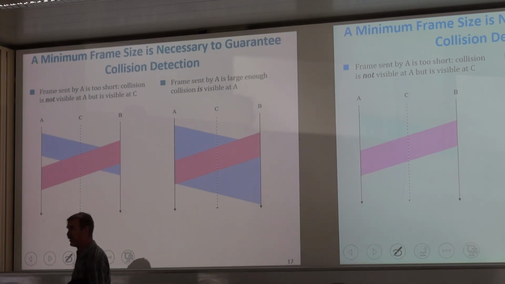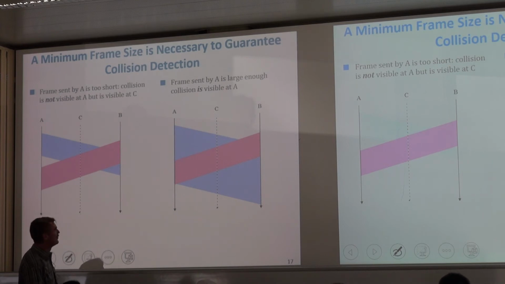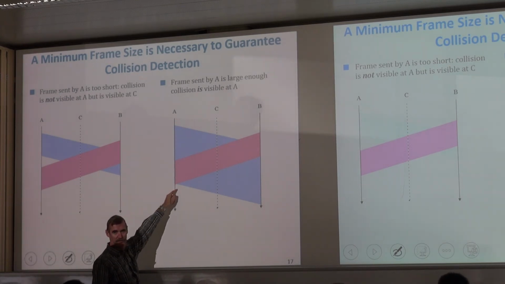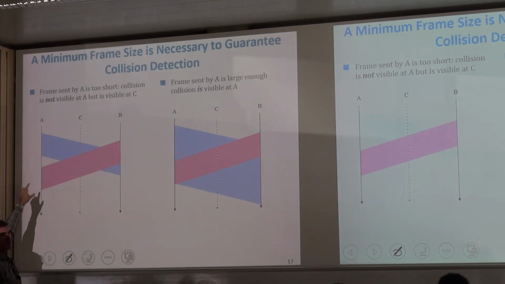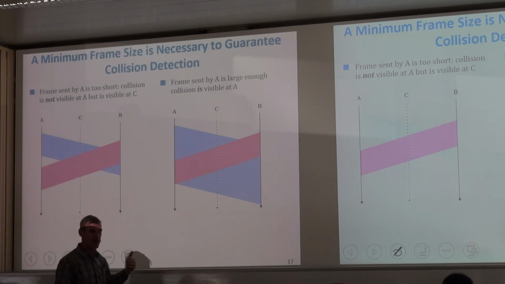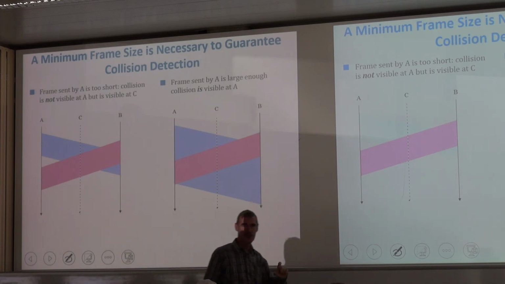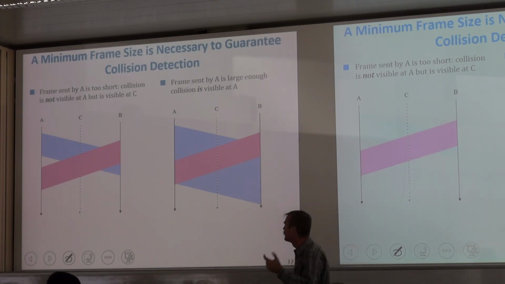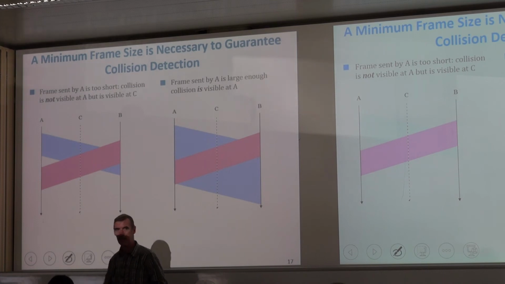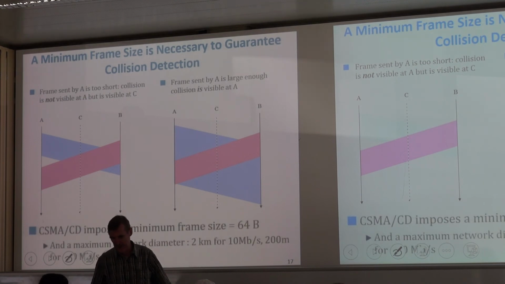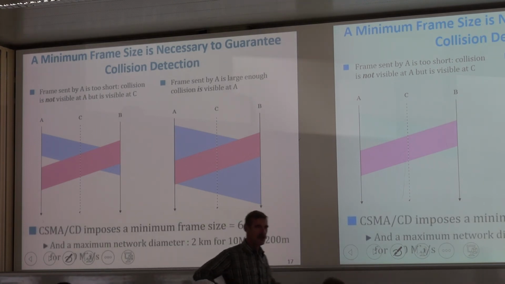How to fix it? Well, there's a very easy fix. Make sure you send long enough so that if there is a collision, you will always hear it. The problem occurs if the transmission time is smaller than essentially the round trip time, the propagation time both ways, plus the time to transmit a minimum size header. So in that case, the round trip time is larger than the transmission time, and then A could not sense the collision.